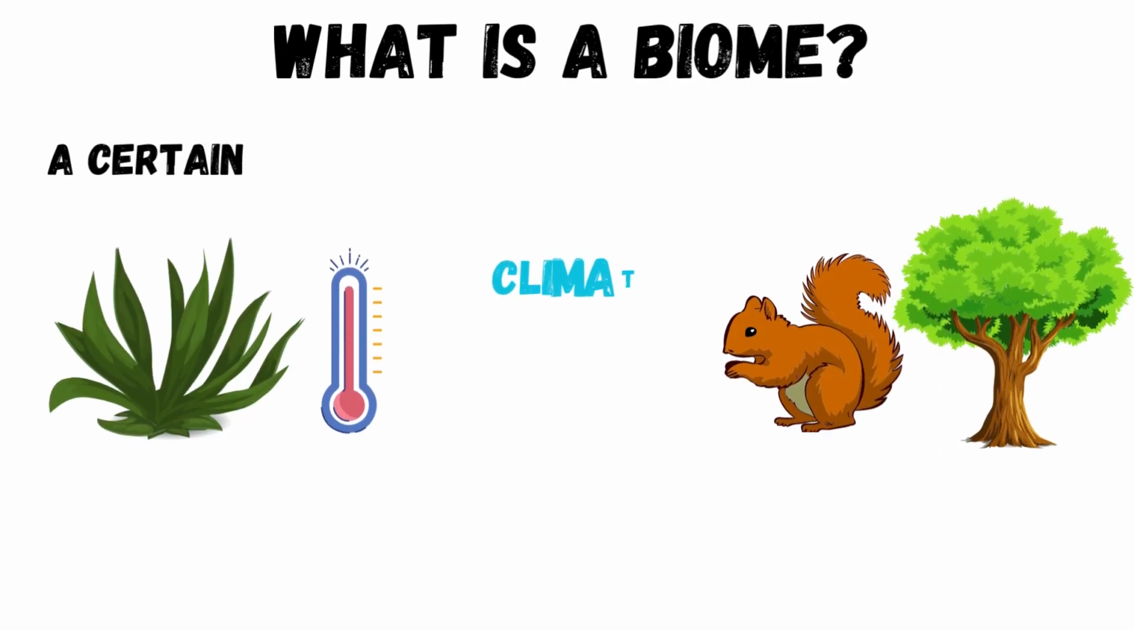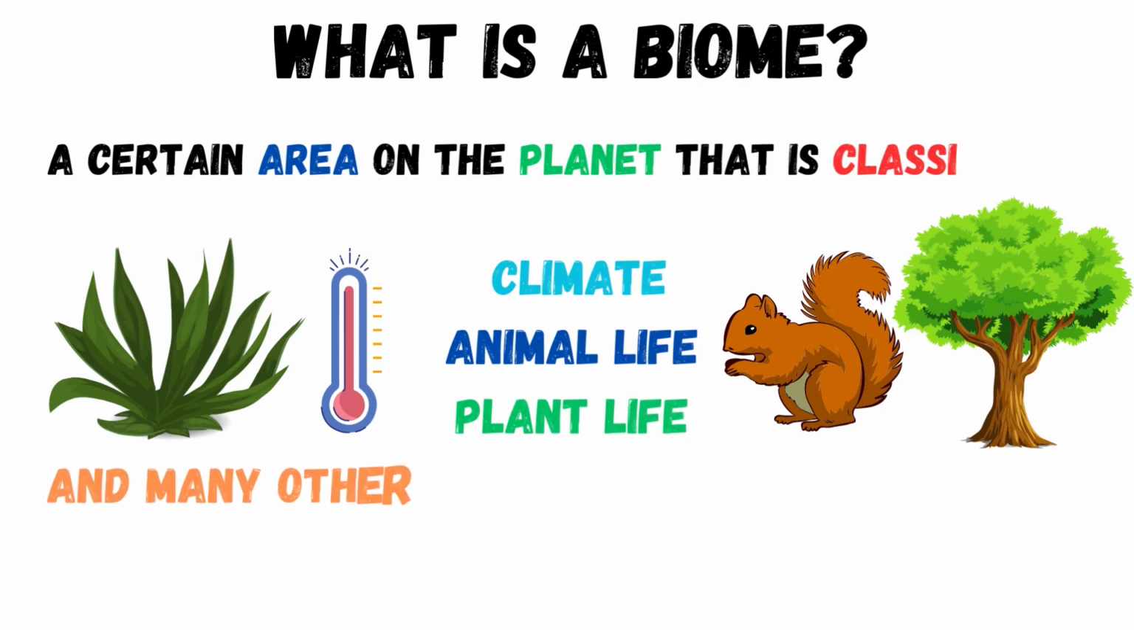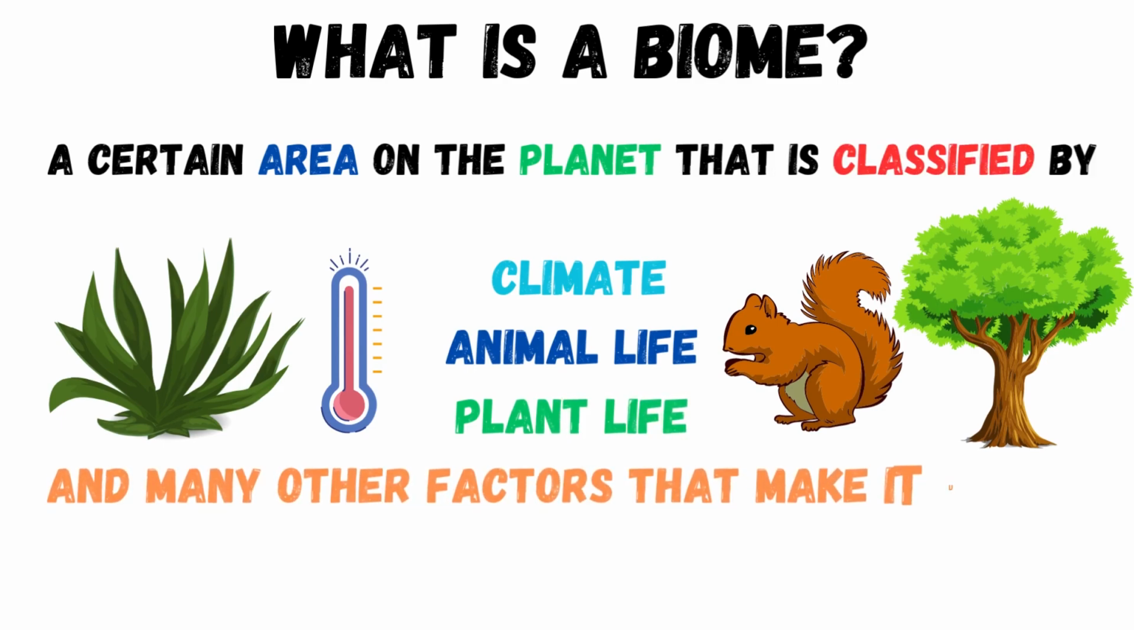So, what is a biome? Well, a biome is a certain area on the planet that is classified by its climate, the types of animals that live there, the types of plants that live there, and even the soil and so many other factors that come into play. Basically, a biome is a certain environment that has certain properties that make it unique, and that means that they're able to host a unique variety of plants and animals in that area.